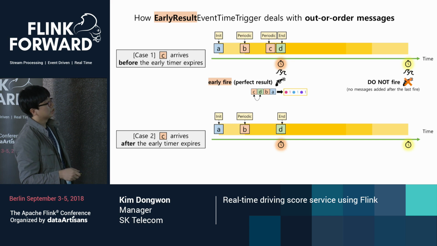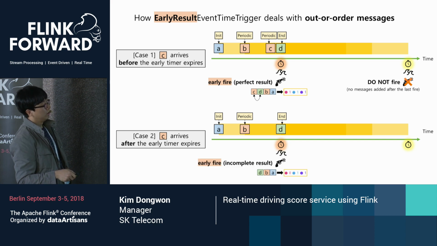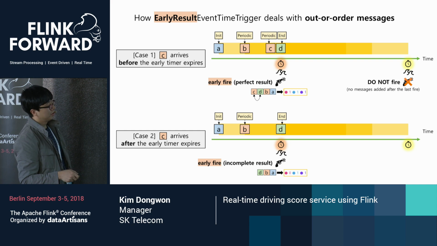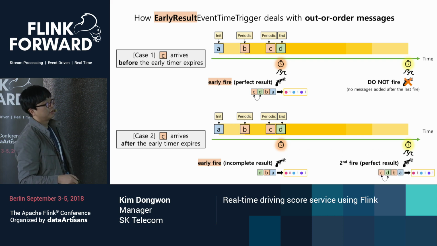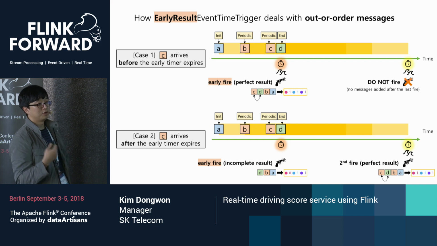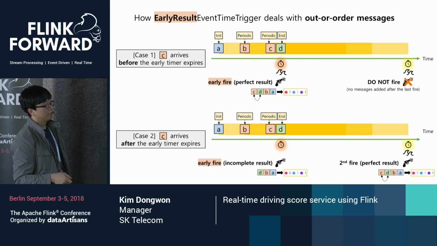But in this case, when D comes in, we have an early timer here, and then the watermark reaches the early timer before C comes in. In this case, we have an incomplete result. We calculate the three factors only from three messages, not from four messages. And then C comes in, and this time, this timer is very necessary because we need to anyway calculate the correct result from the four messages.